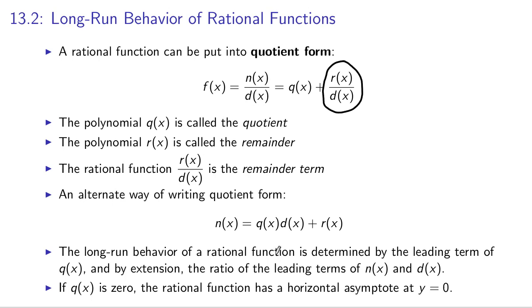And we can also write this quotient in a different form. The numerator here is equal to the quotient times the denominator plus the remainder. And this just comes from multiplying this whole equation by the denominator. Multiply through by the denominator, it gets lost in both of these places, but gets multiplied by q. So you're left with this.